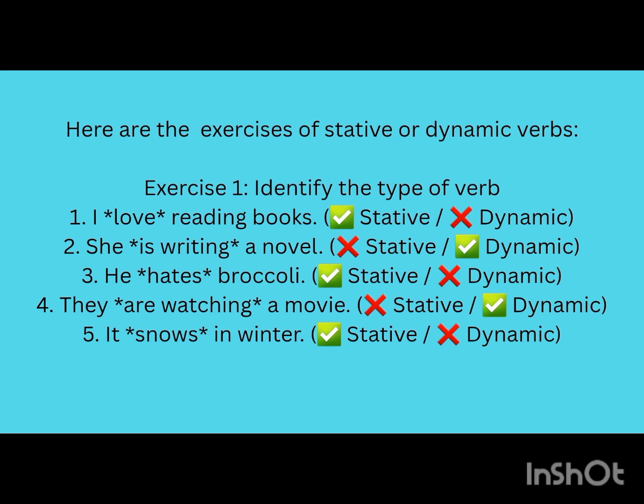Exercise 1: identify the types of verbs. I love reading books. That is stative, not dynamic, because love is only a feeling. She is writing a novel. Writing is an action word, so this is a dynamic verb. He hates broccoli. Stative verb: hates is a feeling. They are watching a movie, that is a dynamic verb because watching is an action word. It snows in winter, that is a stative verb, not dynamic.